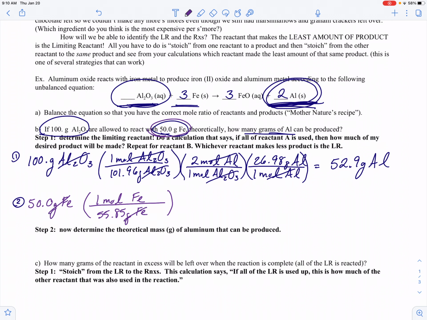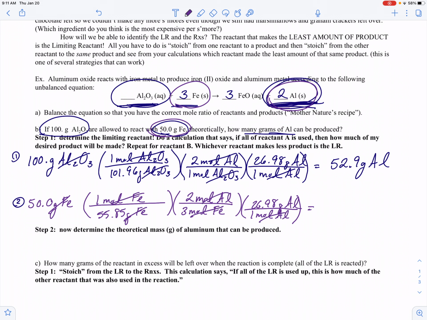And then I want to know how much aluminum that will make. So I know that for every, in this case, 3 moles of iron, I can make 2 moles of aluminum. Right? That's from my balanced chemical equation. And then again, I'm going to take that final step and go to grams. Every 1 mole of aluminum is 26.98 grams. Let's see, moles of iron cancel, moles of aluminum cancel, and then when I solve it, again, I'll be in grams of aluminum, and this is going to work out to be 16.1 grams.